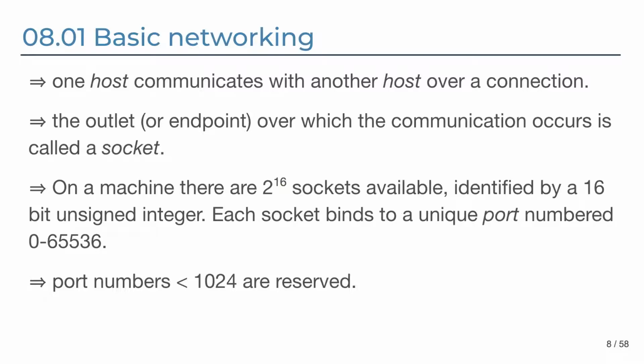On a Unix-like machine, there are in general 2 to the 16th sockets available, which we identify by a 16-bit unsigned integer. Each of these sockets binds to a unique port number. That's why the socket is usually identified by its port number, which is also a 16-bit unsigned integer. So we have sockets/ports from 0 to 2 to the 16 minus 1. If each socket needs its own port, there are far fewer ports in that number than there are 2 to the 16 sockets.